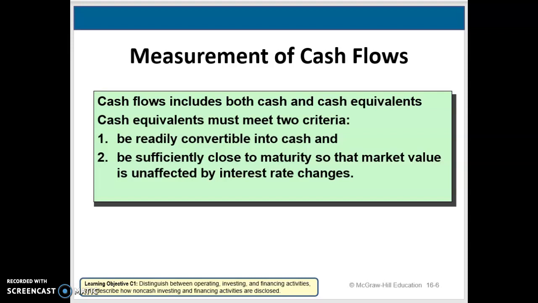A cash equivalent has to satisfy two core criteria. The first is it has to be readily convertible to a known amount of cash, and it has to be close to its maturity date so that the market value is not affected by interest rate changes. So those are things that we have to look at first.